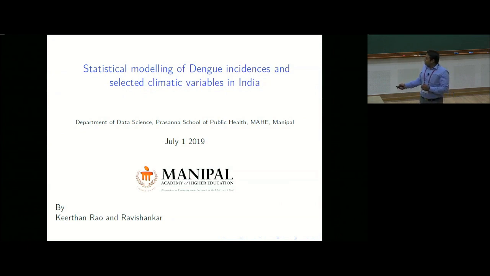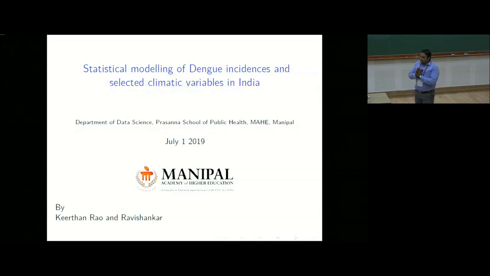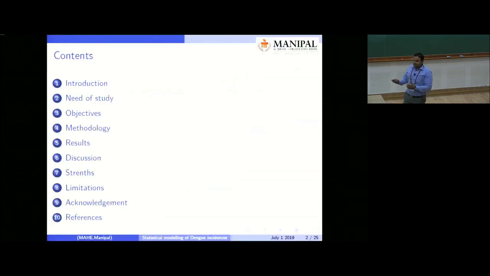The collaborator for this paper is Kirtan Rao. He is my student, a fourth semester MSc Biostatistics student, and we both belong to the Department of Data Science, Manipal Academy of Higher Education, Manipal. My area of research is primarily meta-analysis. This is the first time I have ventured into infectious disease modeling, so it is my first attempt, or you can say a naive attempt. Any criticisms or suggestions are most welcome. These are the contents of my presentation today.